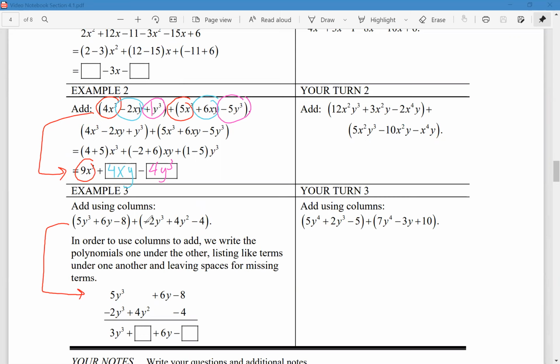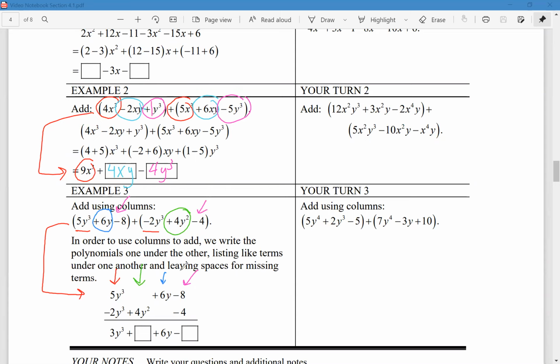Next, we have minus 2y to the third. Just put that right under the 5y to the third. We're matching up the like terms. Then the 4y squared, see, if we didn't leave a space, it would have nowhere to go. It just gets its own column. There's nothing else to be combined with it. Same thing with the 6y, okay? There's no other y term to be combined with that, so it gets its own space as well. And finally, those constant terms at the end, the -8 and the -4, are in that very last column.